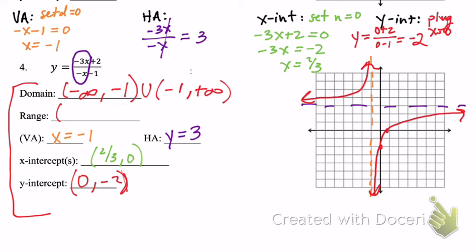Then my range is from negative infinity. It stops where? It stops at 3. Union 3 to positive infinity.